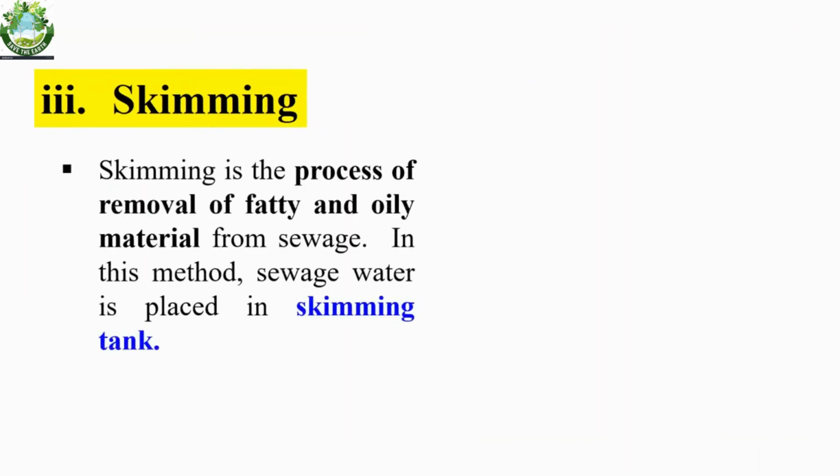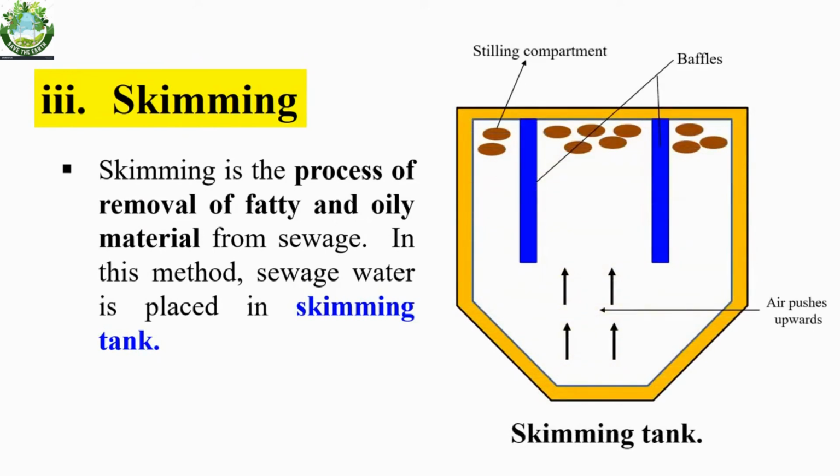And the next step for preliminary treatment is skimming. Skimming is the process of removal of fatty and oily material from the sewage. In this method, the sewage water is placed in a tank known as a skimming tank, which is fitted with baffle walls that divide the tank. Means this tank is divided into 3 compartments with baffle walls, and these compartments remain connected with each other. You can say these are interconnected. Compressed air is pushed from the floor of the tank, which raises air bubbles and solidifies the oily and greasy material present in sewage.